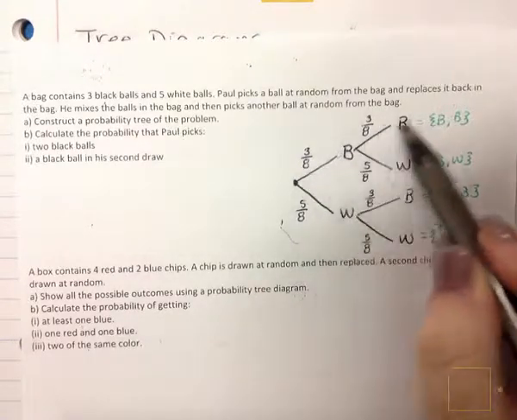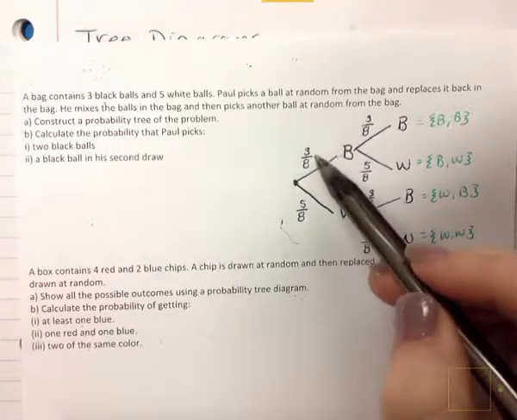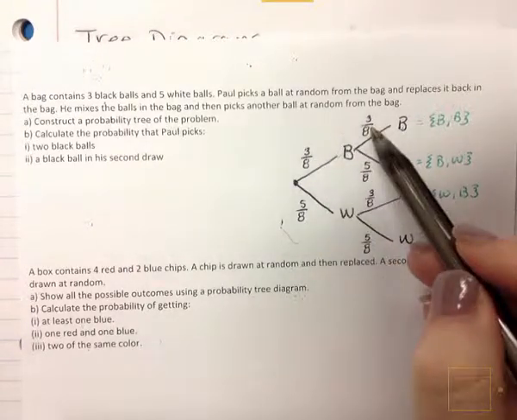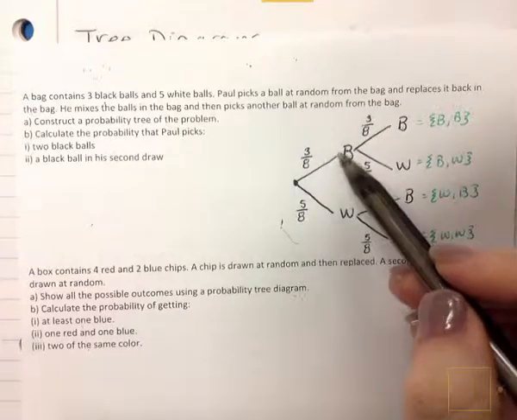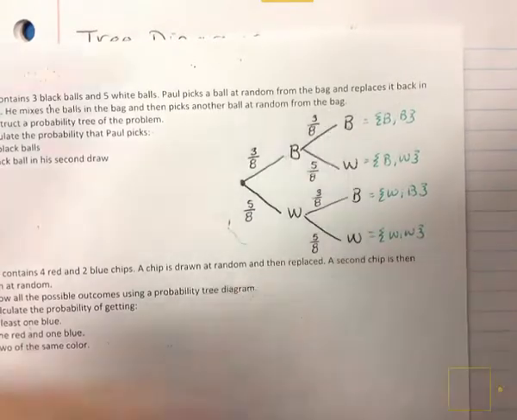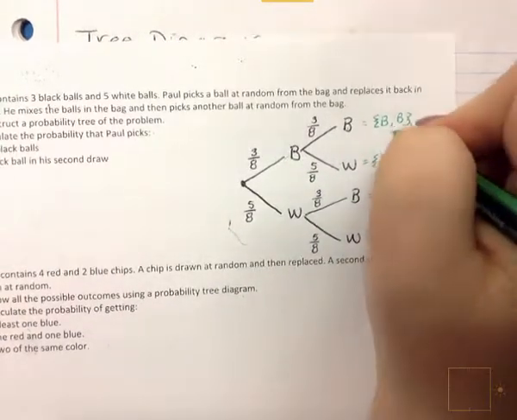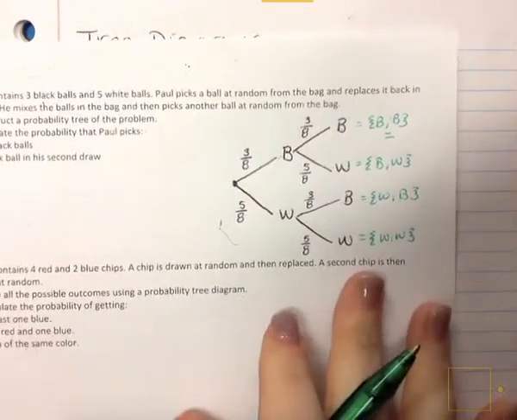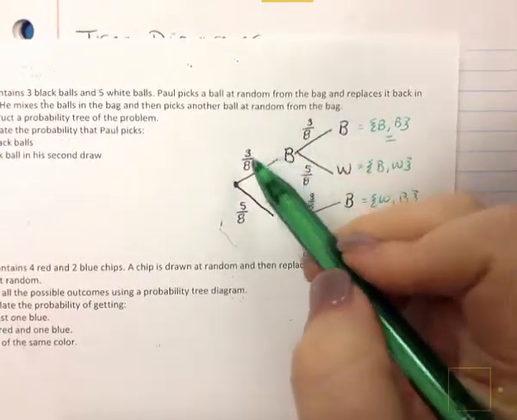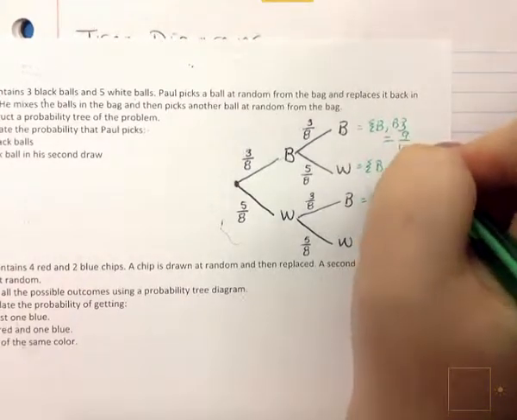Now to go across, this is an AND problem. This is 3 out of 8 and 3 out of 8 because we wanted to get a black ball and then another black ball. So we would multiply these. So this value here, this fraction, we're just going to deal with the fraction until we get to the probability. 3 out of 8 times 3 out of 8 is 9 out of 64.